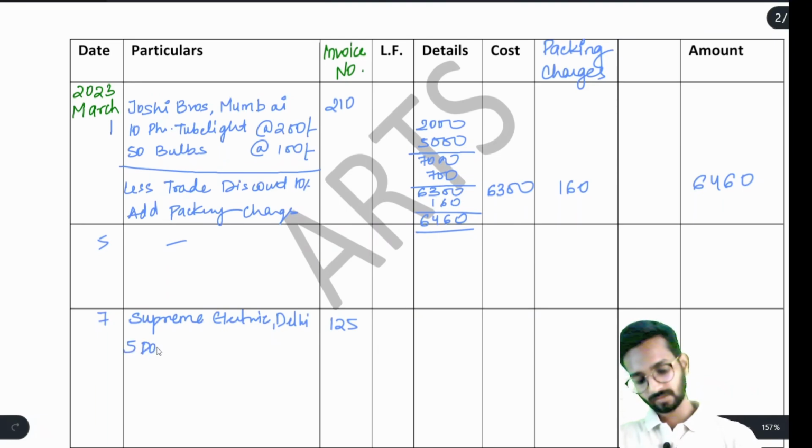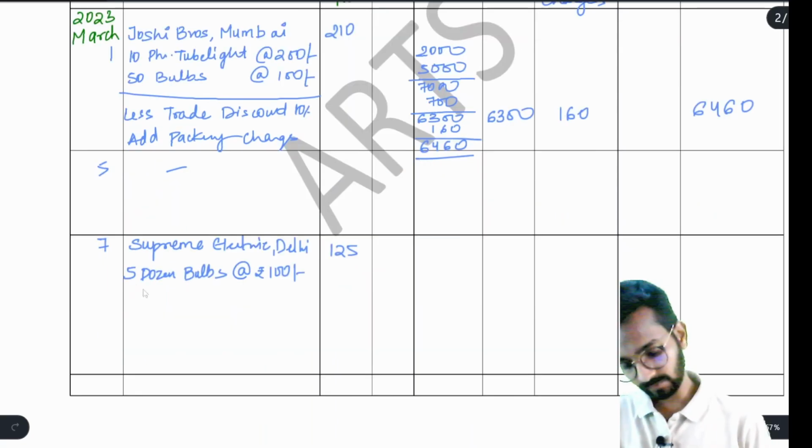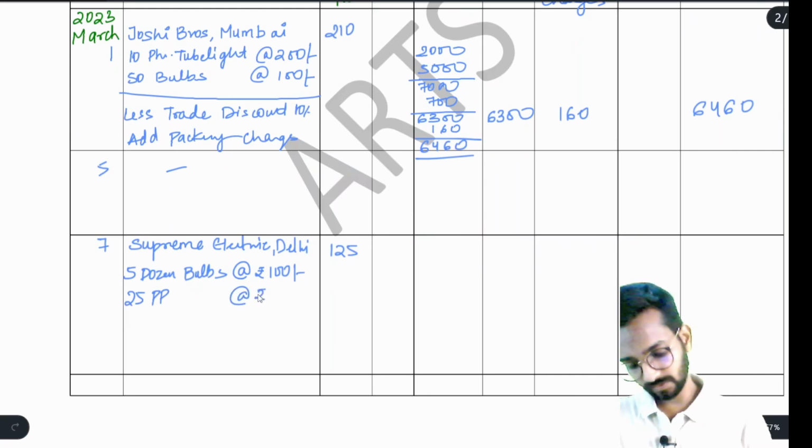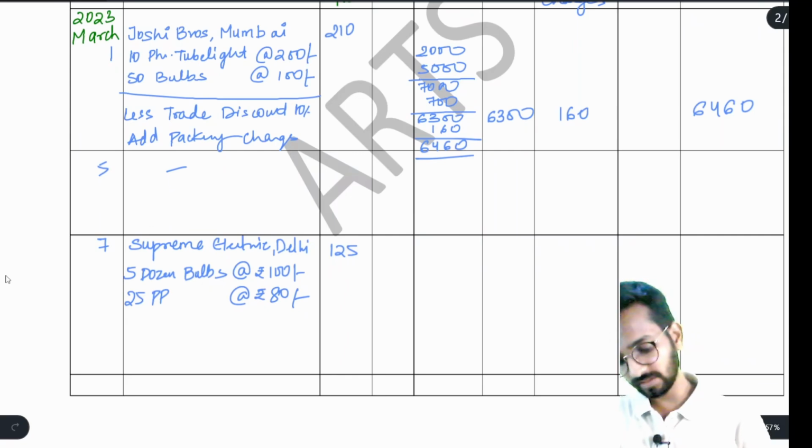5 dozen bulbs at rupees 100 each. 25 power plugs at rupees 80 each. How will we write? See, I have purchased 5 dozen bulbs, it means 5 into 12. I have purchased 60 pieces.